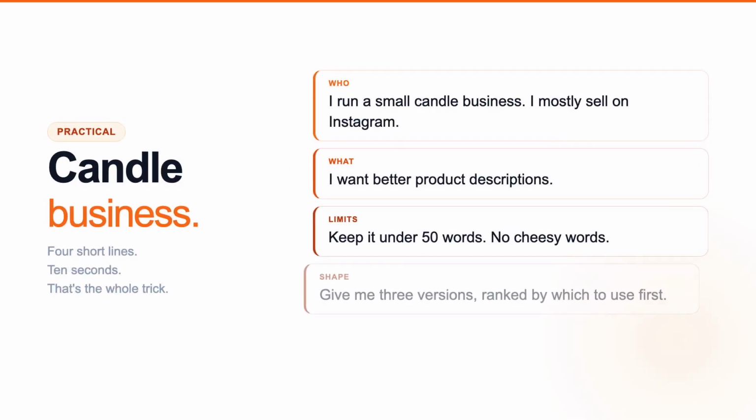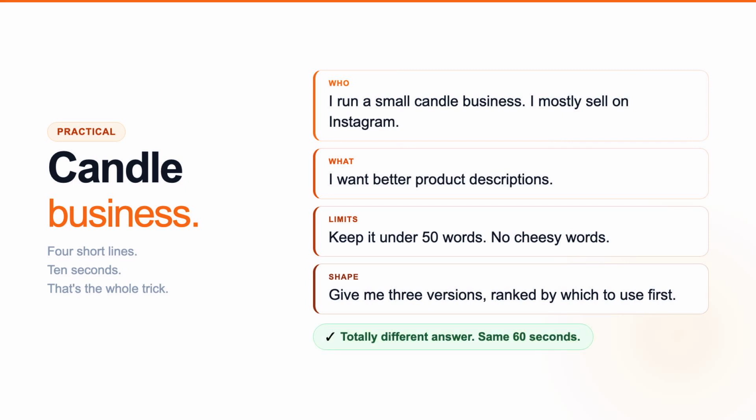Let's get more practical. Let's say you sell candles online. Who you are: I run a small candle business, I mostly sell on Instagram. What you want: I want better product descriptions. Your limits: keep it under 50 words, no cheesy words. The shape: give me 3 versions, rank them by which one you would use first. 4 short lines, 10 seconds, that's the whole trick.